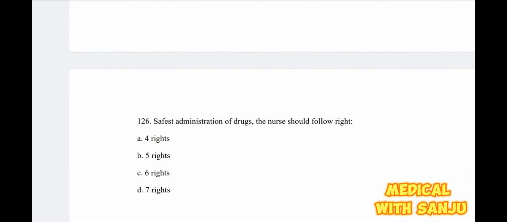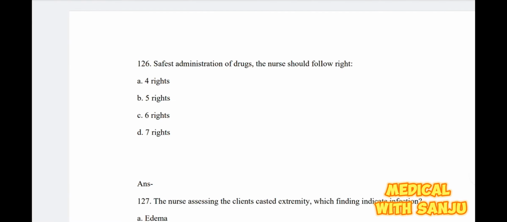Question number 126. For safest administration of drug the nurse should follow right. Option A 4 rights, option B 5 rights, option C 6 rights, and option D 7 rights. Six rights. Option C is the right answer.